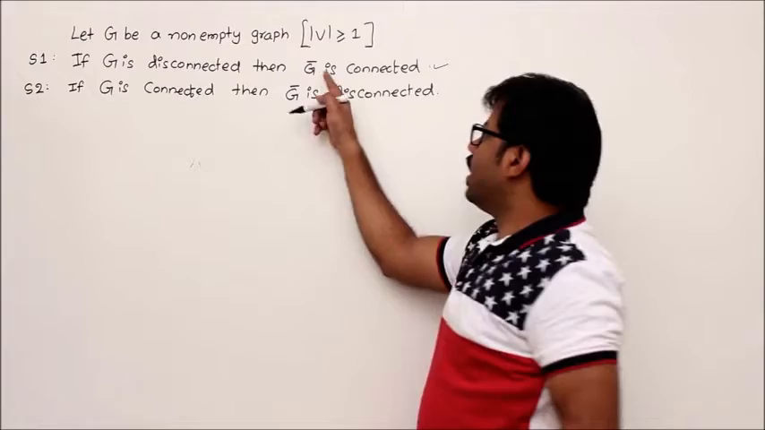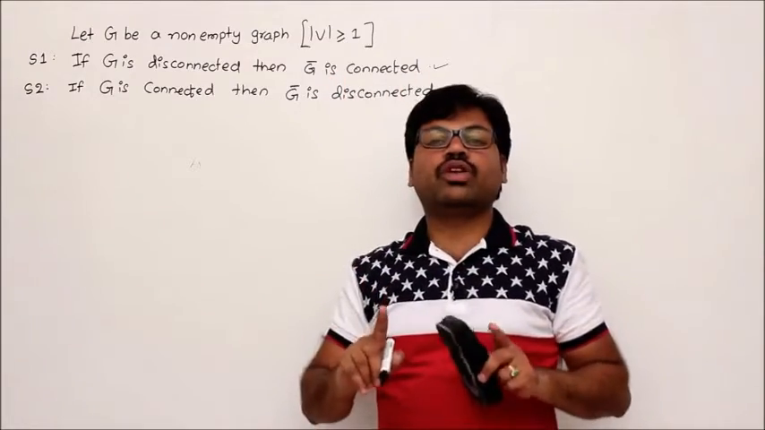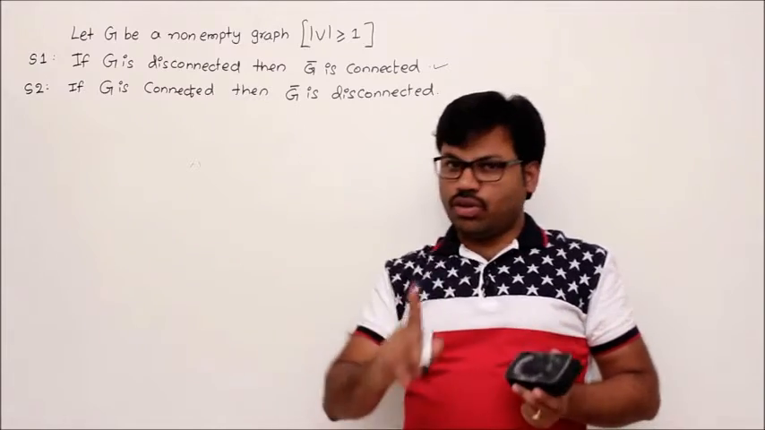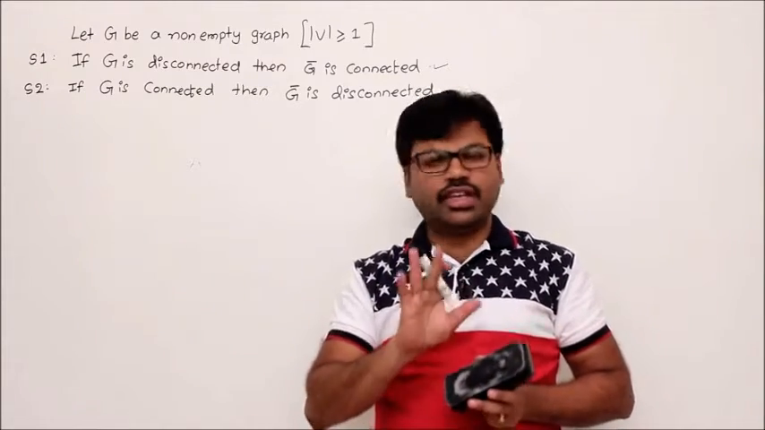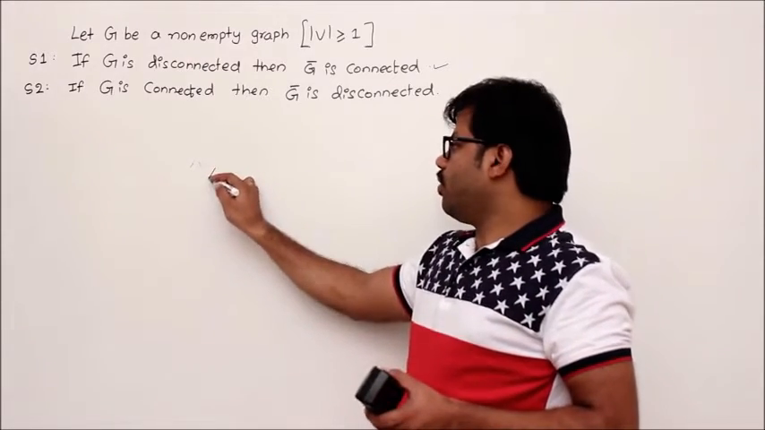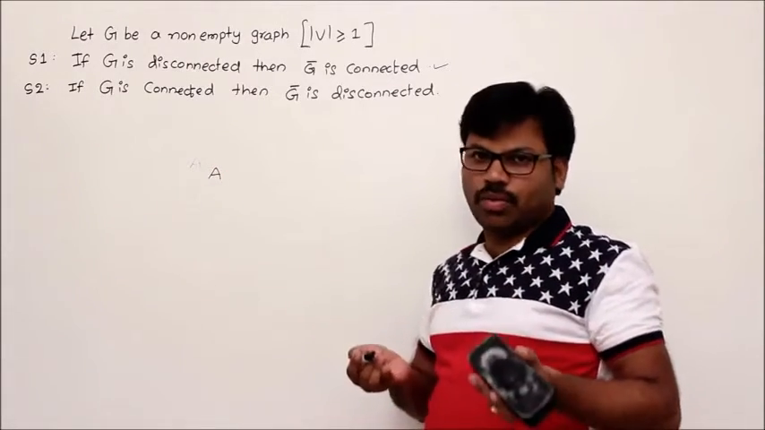To prove that some statement is correct, it should be true for every graph. But by taking one example, you are only proving it for one graph. That's why it is a wrong argument. Then let's observe one more graph. Okay, but as a student, how to solve this problem, I will tell you.